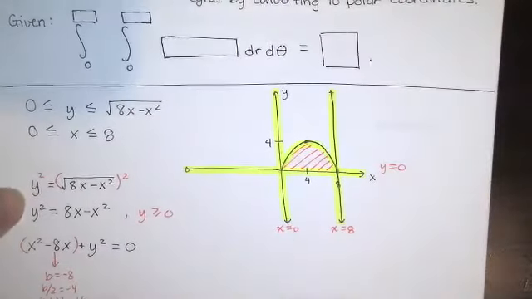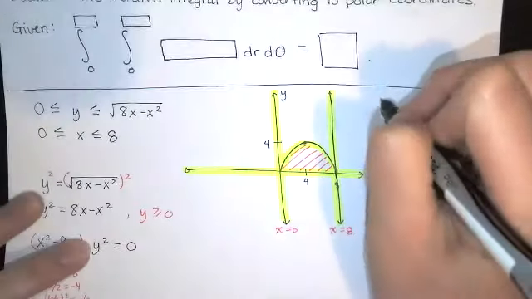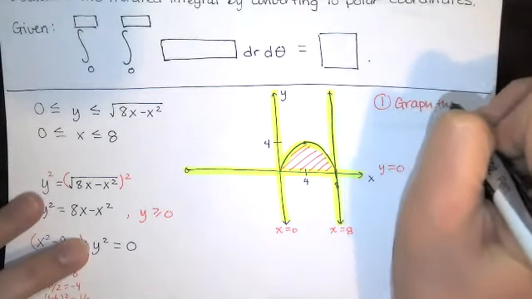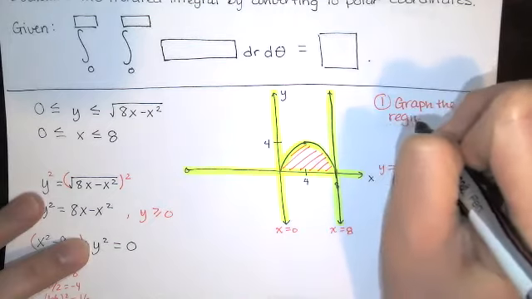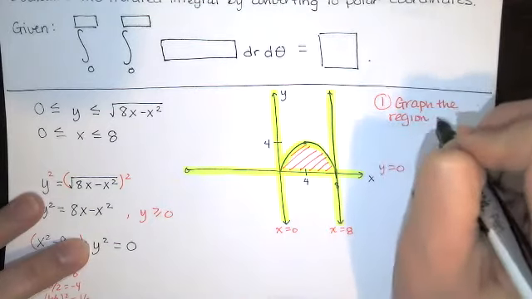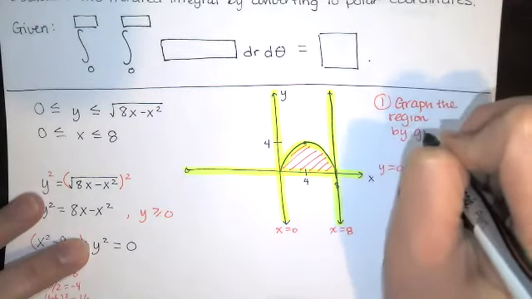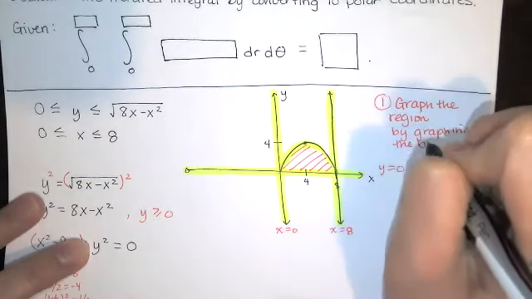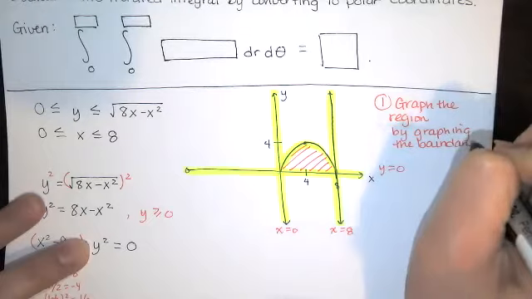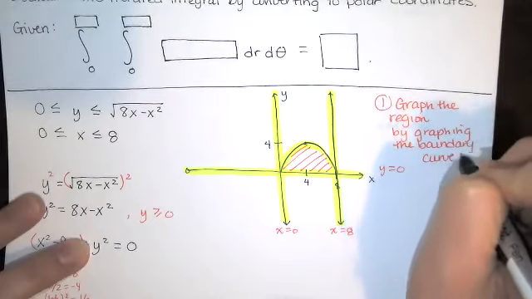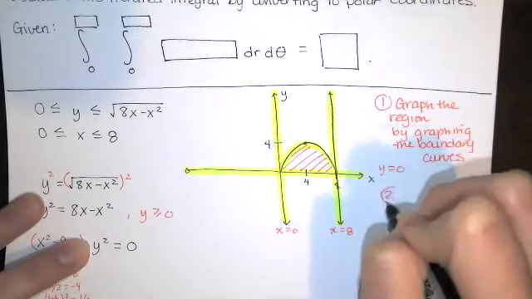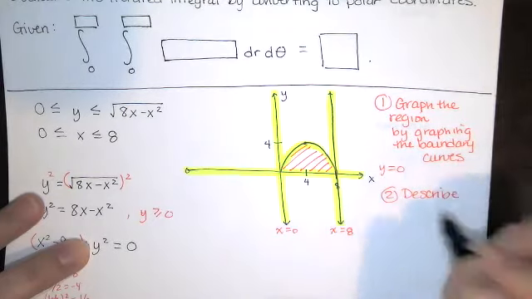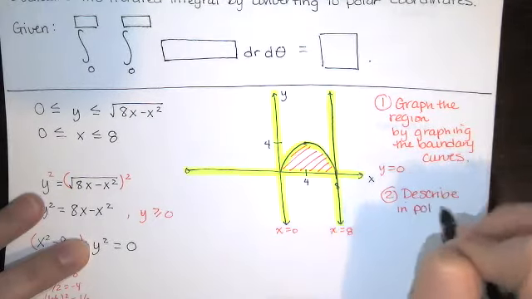Okay. So that's the first thing. You always want to graph the region. And you're doing that by graphing the boundary curves. Okay, once you've graphed it, you want to describe the region in the new coordinate system in polar coordinates.